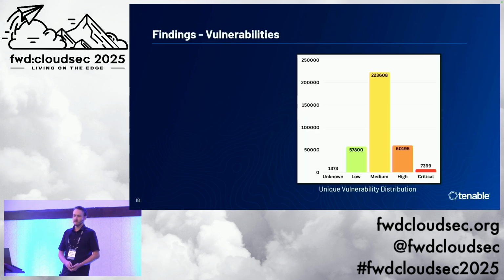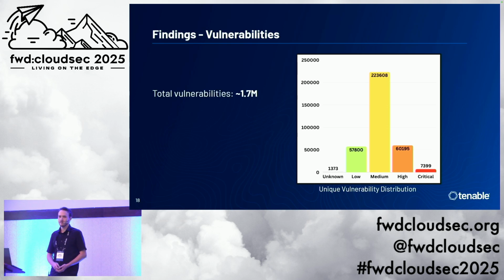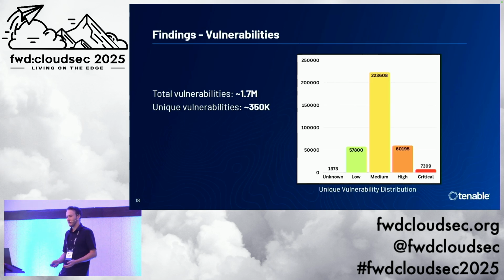Vulnerabilities. What vulnerabilities were we able to find on these images? We were able to find around 1.7 million vulnerabilities on 3,000 images, which are owned by Google on their own platform. So this is a huge number, but if we were to narrow it down a little bit to unique numbers, 350,000 unique vulnerabilities. That means 350,000 CVEs exist on only 3,000 images, which are owned by Google.